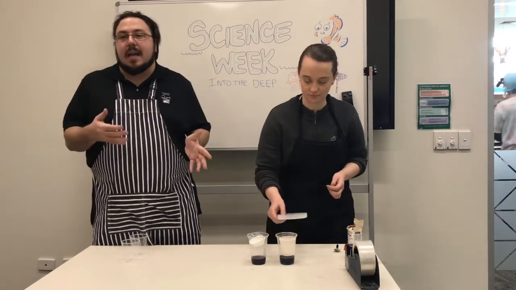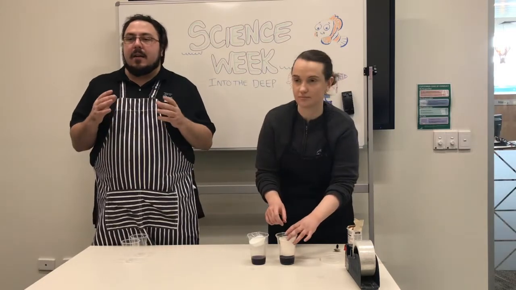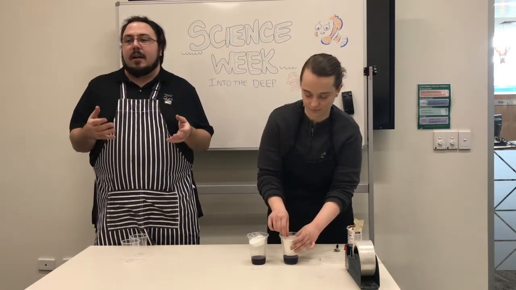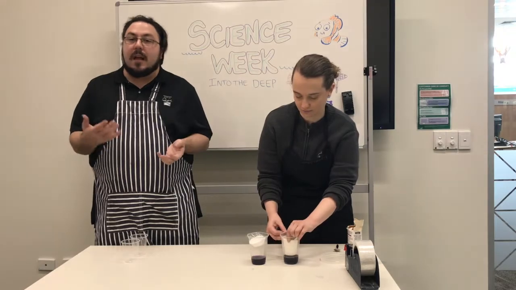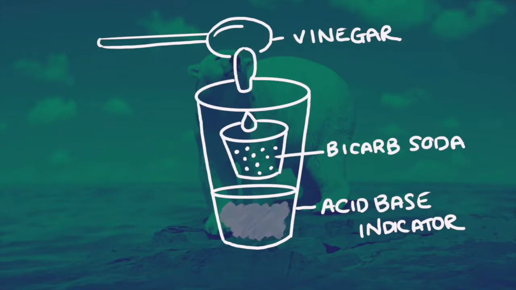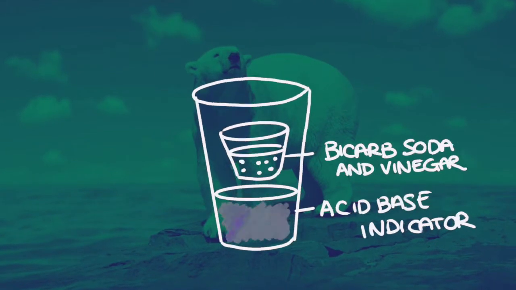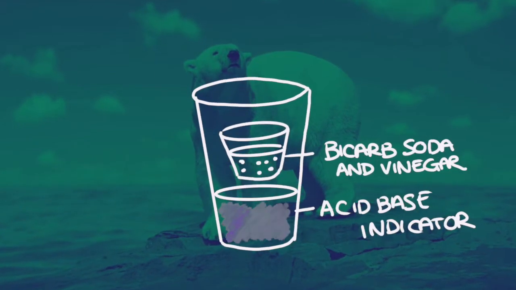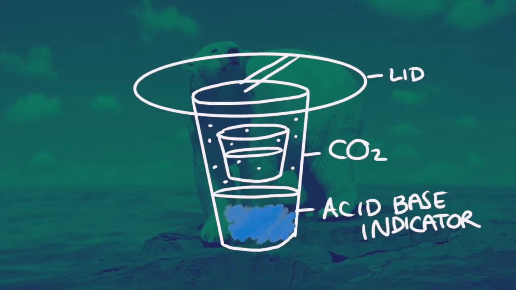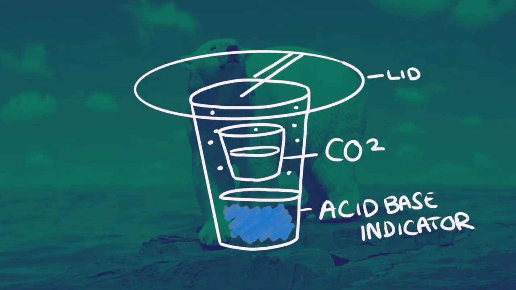Now, what's happening is the vinegar and baking soda in the cup produces carbon dioxide. The carbon dioxide then diffuses into the liquid below, the water. So because the liquid changes colour when in the presence of either an acid or base, it turns a greeny blue when the CO2 is present. This shows that an acid is present.